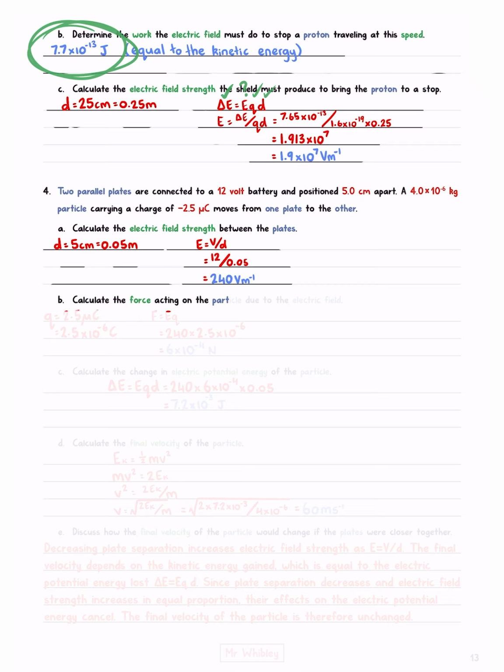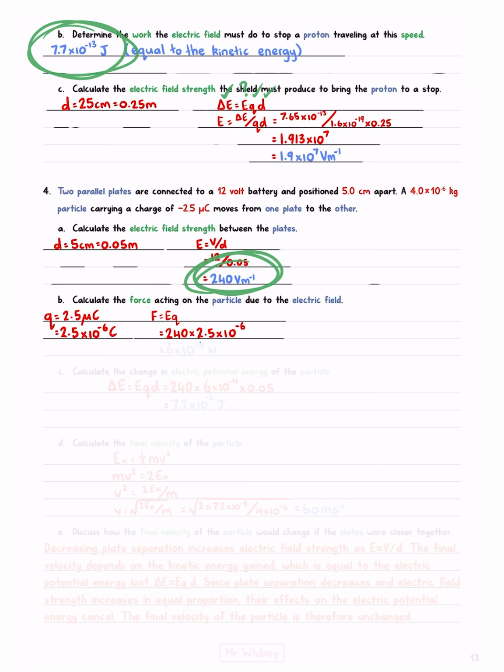Calculate the force acting on the particle due to the electric field. We know that force is equal to EQ, where we just found our electric field strength E, and our charge is 2.5 microcoulombs, where micro is times 10 to the minus 6.